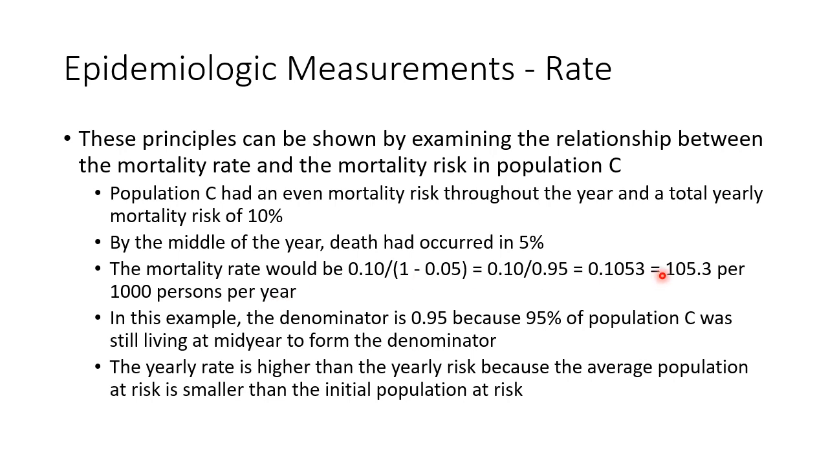Okay. And again, we convert it from 0.1053 over to 105.3, because that's a little bit easier for people to think about as far as numbers go, right? They can think about it as whole numbers. That makes it a little bit easier for them. But again, the denominator is 0.95, because by that mid-period population, 5% of those people are already dead at that point. Okay.